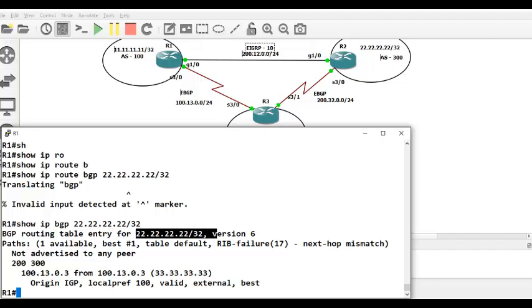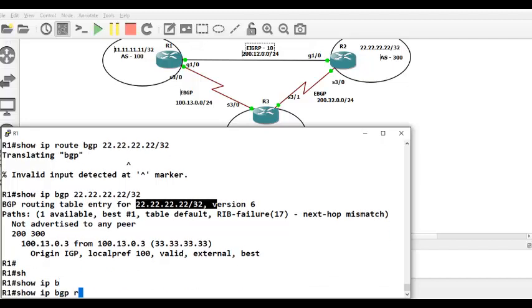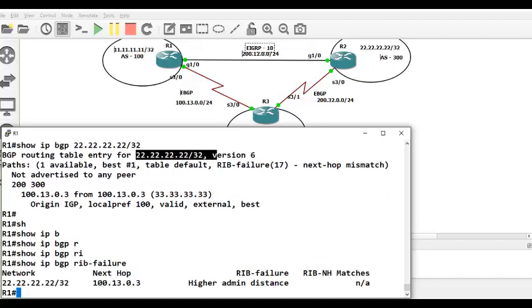Through some commands, we can see show IP BGP RIB failure. See, higher administrative distance. This is the maximum proof I can show you now. For 22, it is no more 20. It is higher, meaning it is higher than 90. Yes or no? Of course, it is higher than 90. Otherwise, EIGRP cannot come. It is 200.